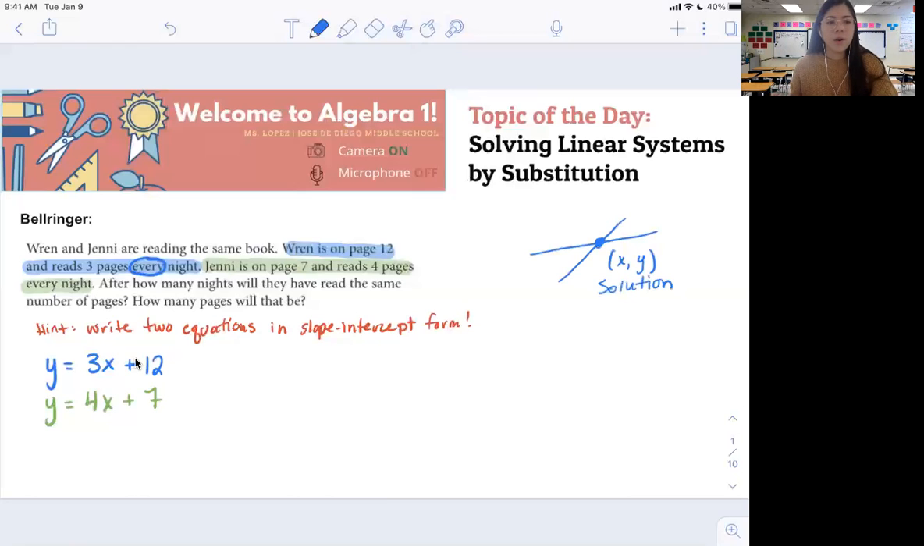Okay. So I have two equations. I'm not going to graph it this time. I'm going to use algebra to find the solution. Does anybody remember what the first thing I want to do is going to be?